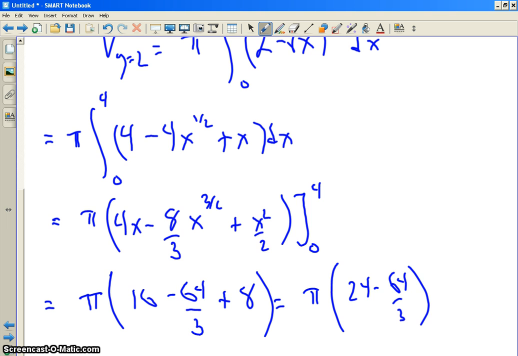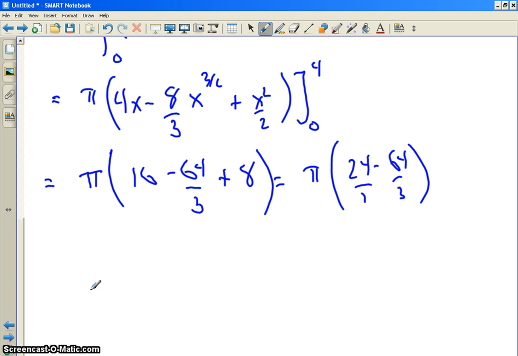Can you get a common denominator? Over what? 3, right? So 72. So 72 minus 64 is? 8. So you get 8 pi over 3 cubic units. They didn't give you units, so you don't have to give them. If they said x is in inches, then you got cubic inches.